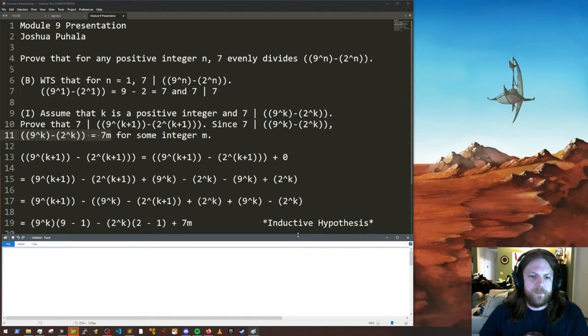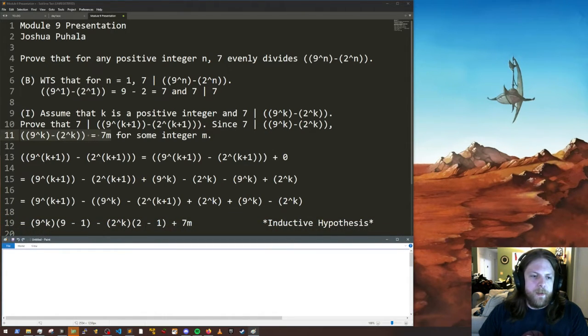And the next step shows a little bit of factoring along with introducing that inductive hypothesis. So for these first two terms, we factor out 9 to the k power, which leaves us with 9 minus 1, minus 2 to the kth power times 2 minus 1. And then here we replace our last two terms with 7m, because that is our inductive hypothesis.